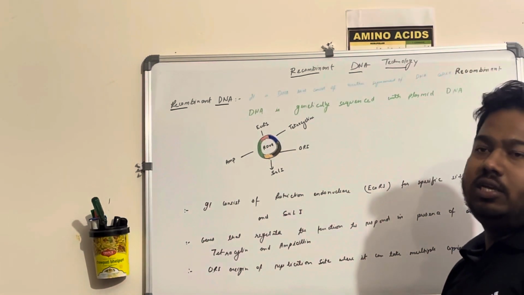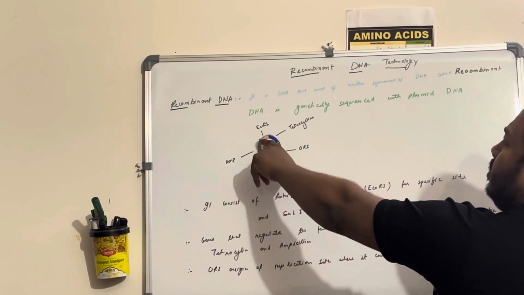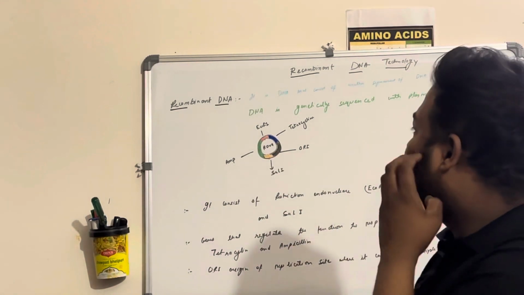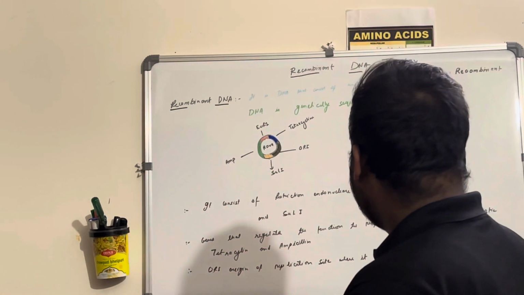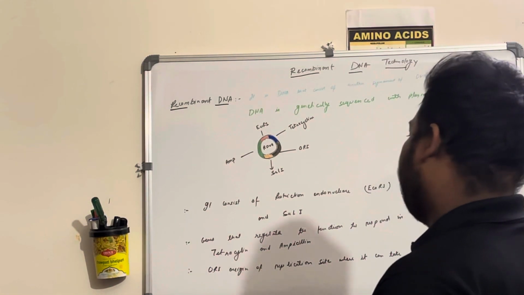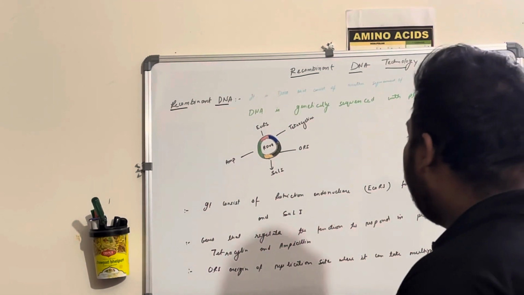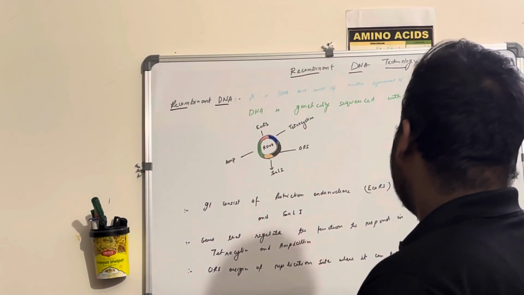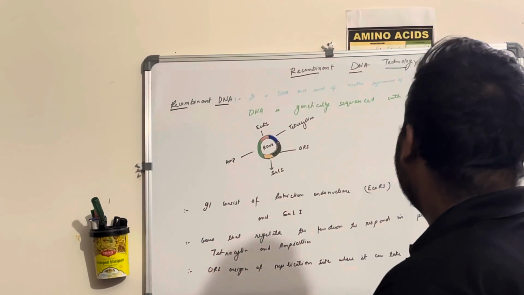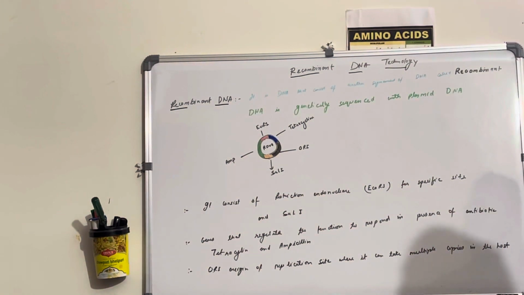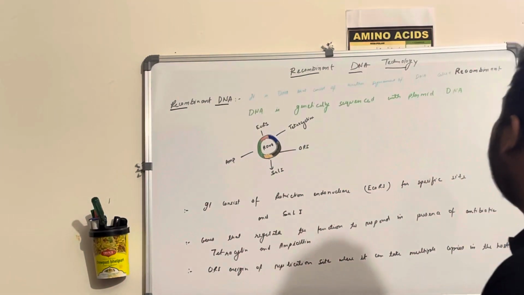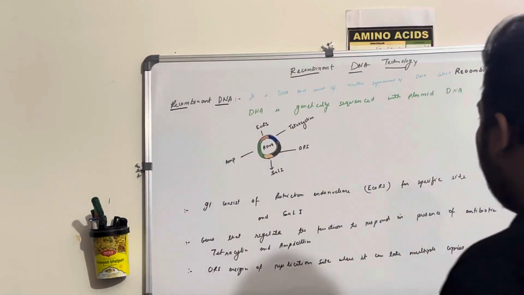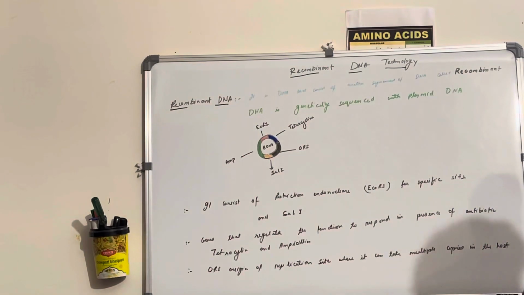The ampicillin resistance gene is present in this. Okay, so it will code for the ampicillin gene. So it consists of restriction sites for EcoR1 and Sal1, genes that regulate the function to respond in the presence of the antibiotics tetracycline and ampicillin, and ori, the origin of replication site, where it can make multiple copies in the host. Okay.